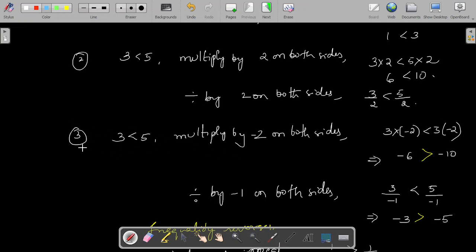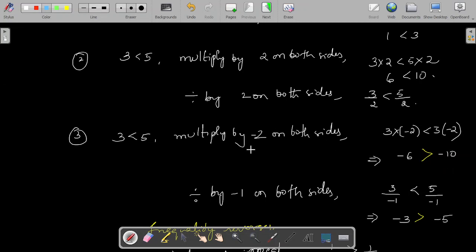Let's see how it happens. 3 is less than 5. Let me multiply by minus 2 on both sides. Minus 6, and you will get 5 times minus 2, which is minus 10. You know that minus 6 is bigger than minus 10. So if you continue with the same inequality, it becomes a false statement. That shouldn't happen here. 3 is less than 5, the truth should continue. So minus 6 is greater than minus 10.